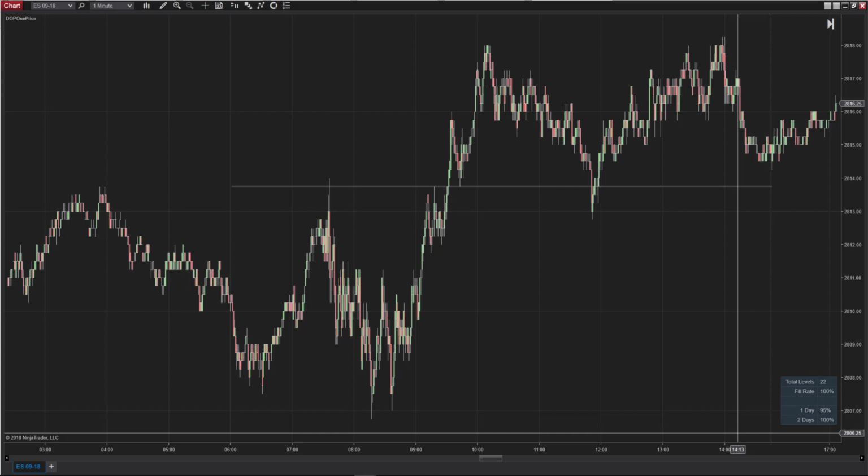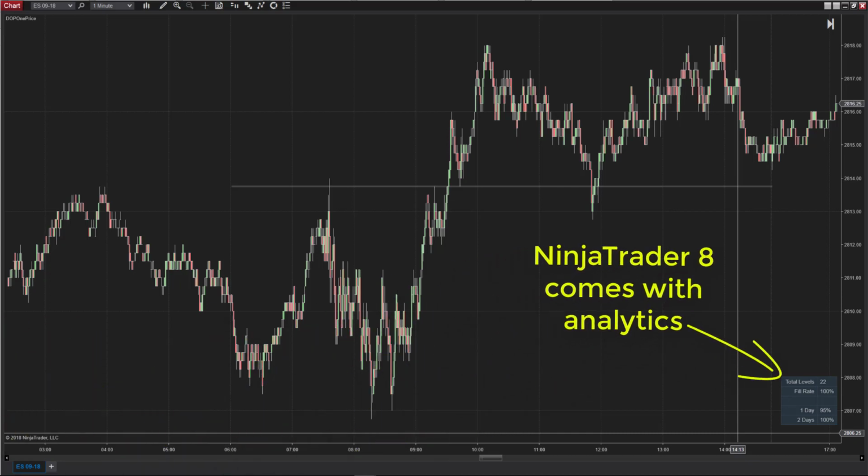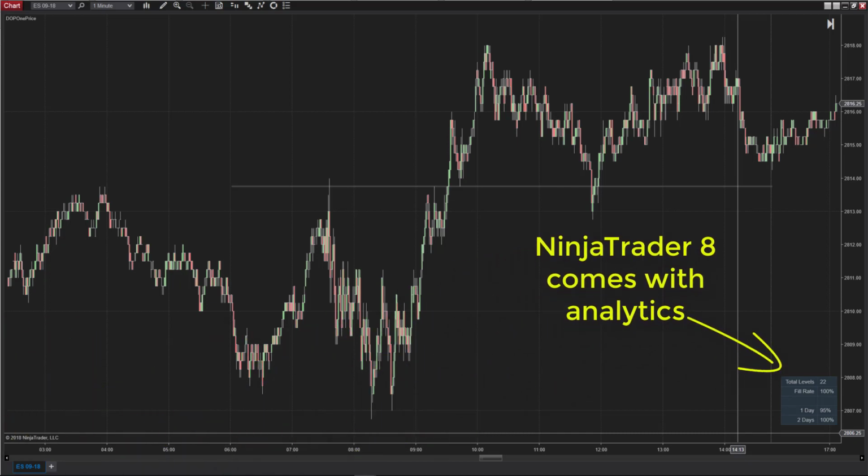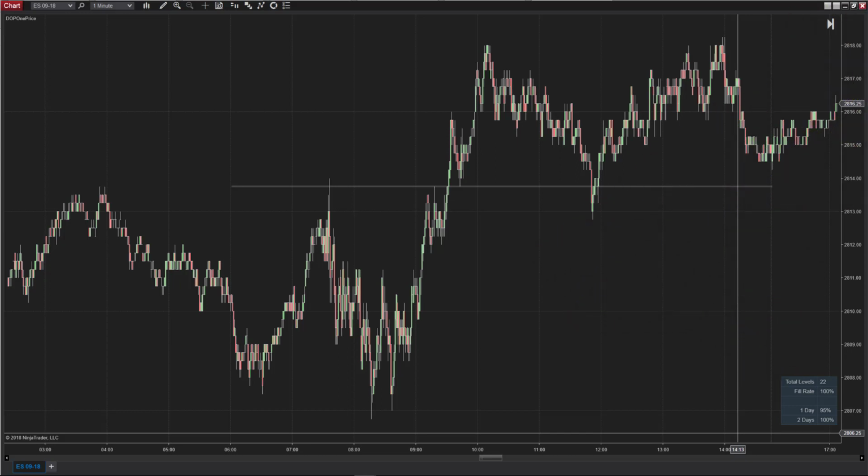It's exclusively available for NinjaTrader. NinjaTrader 8 has the analytics built into it. There is a NinjaTrader 7 version, but it does not have analytics built into it. Only the NinjaTrader 8 version does. If you use NinjaTrader, you should upgrade to 8 anyways. And if you do not use NinjaTrader and you trade these markets, you should check it out, because this is something that you absolutely want to have in your arsenal as a trader.